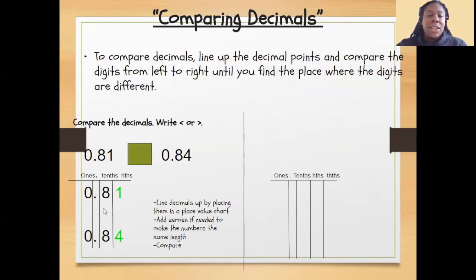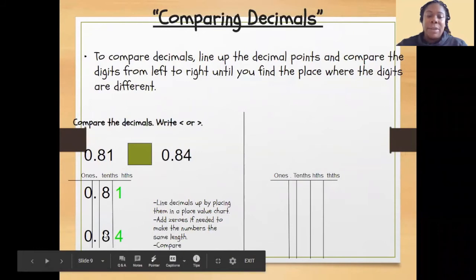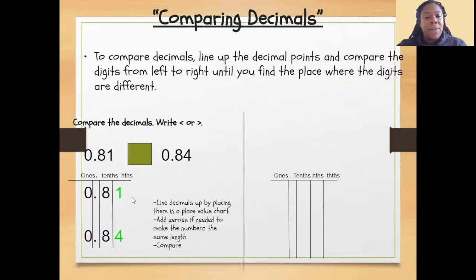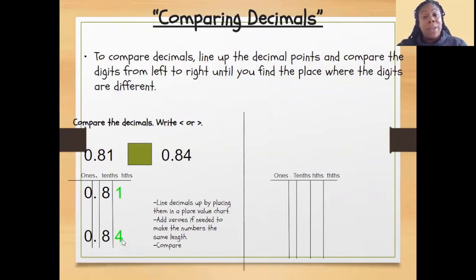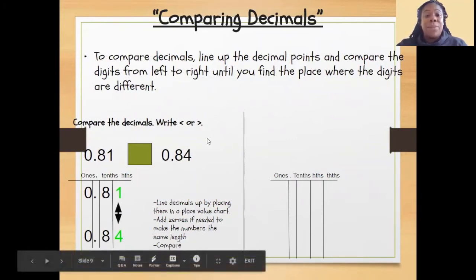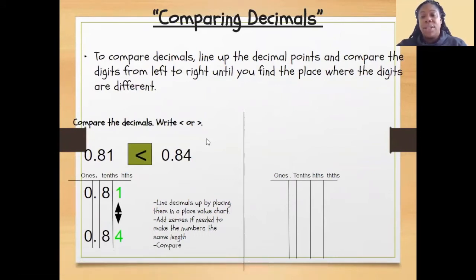So looking at the tens place, I have 2 numbers that are the same. So I need to go over to my right. And now looking at the hundredths place, I notice that there's a 1 and a 4. I also know that 4 is bigger than 1. So my answer should be 81 hundredths is less than 84 hundredths.